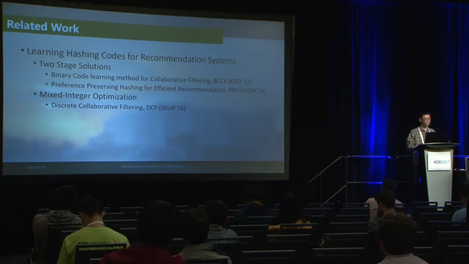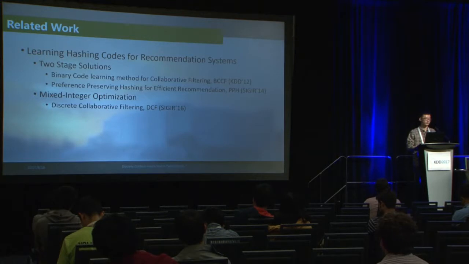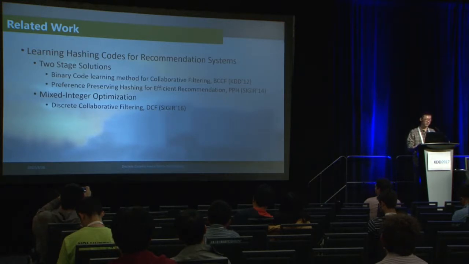Learning binary codes is generally NP hard due to its discrete constraints. So these two-stage solutions often first solve a relaxed optimization problem by discarding these discrete constraints and then perform a direct binary quantization on it. But it will result in large quantization loss due to its oversimplification. The other method, mixed integer optimization, represented by discrete collaborative filtering, can solve this problem well. It can be used to directly solve the discrete optimization problem.